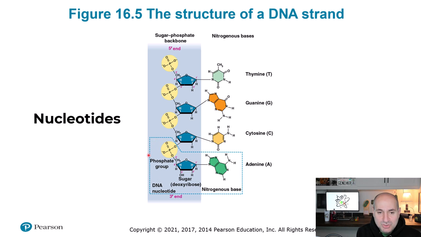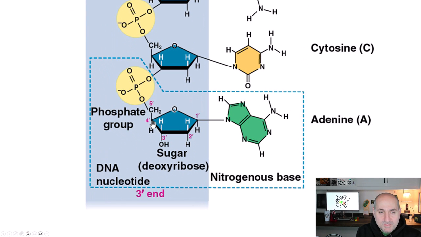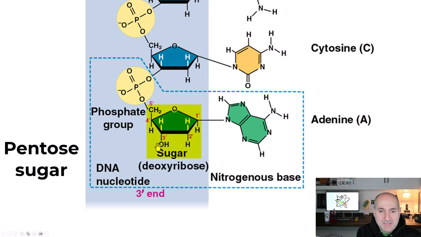Here, this dashed line you see represents a nucleotide. Remember that every nucleotide has a 5' phosphate group. It's called the 5' phosphate because the phosphate is attached to the fifth carbon of this sugar right here. This sugar is called a pentose sugar because it has 5 carbons, 1, 2, 3, 4, and 5. The phosphate group is attached to the fifth carbon.